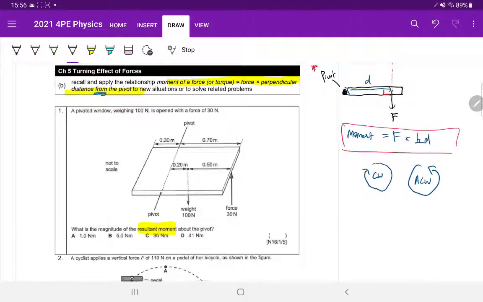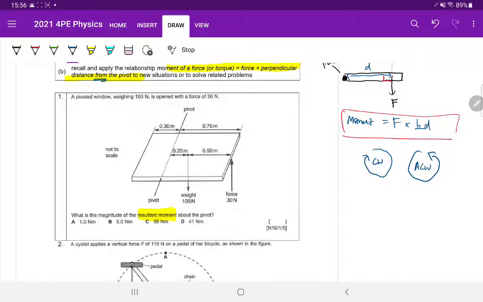The resultant moment just means you add all the moments together. It's just like resultant force. What is the result of adding all the moments together? You just take the bigger one minus the smaller one and you find out what it is. So let's calculate the moment of the two forces. There are only two forces here: the applied force and the weight.